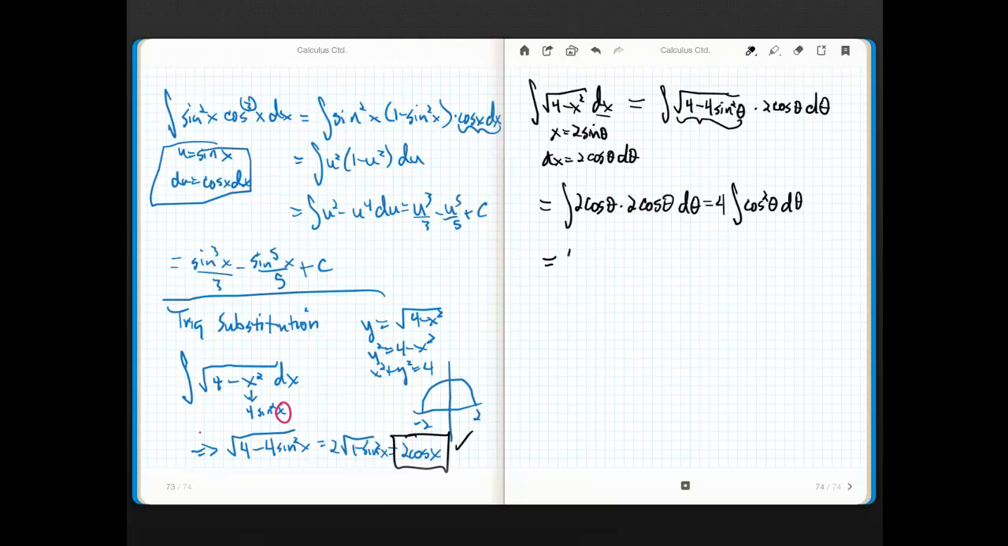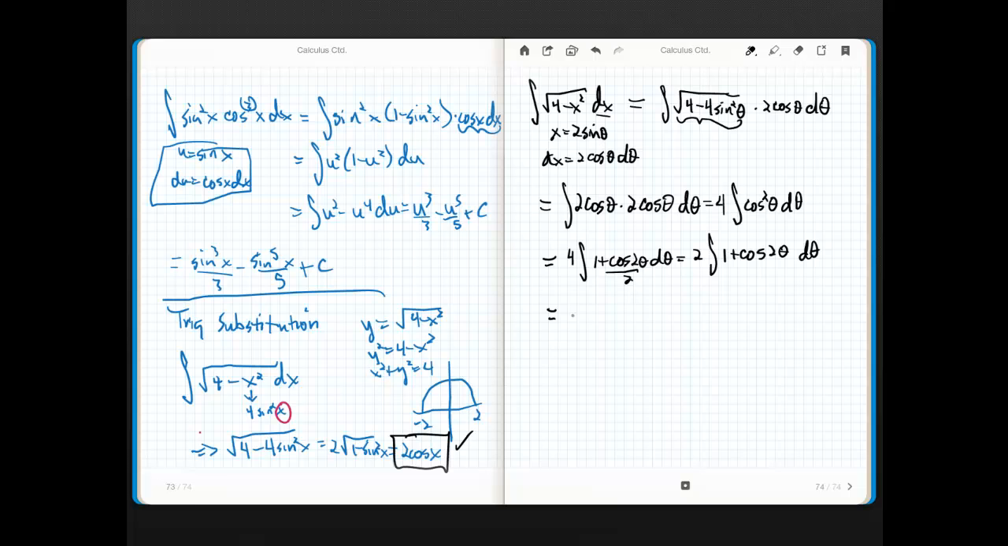This is where we want to use that one powerful identity. I go 4 times the integral of 1 plus cosine of 2 theta all over 2 d theta. Let's suck that 1/2 out, and I end up with 2 times the integral of 1 plus cosine of 2 theta d theta. All right? These are kind of like the Energizer bunnies of integrals. They really do keep coming at you.